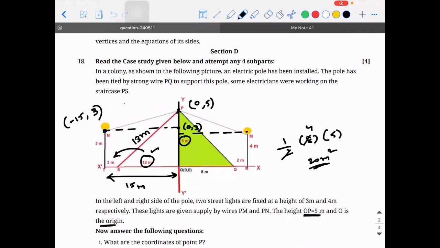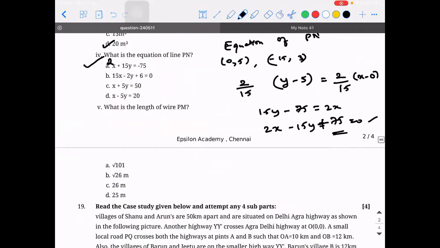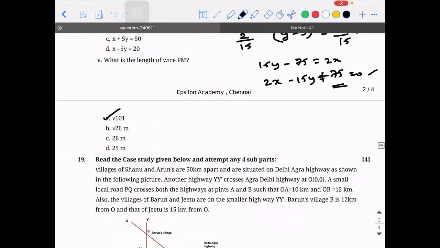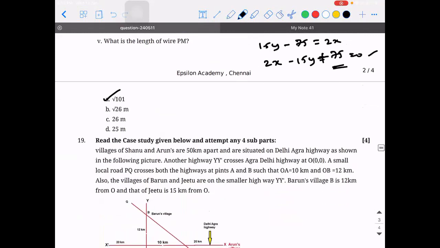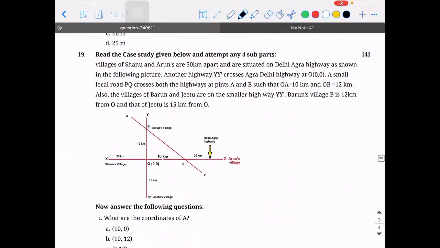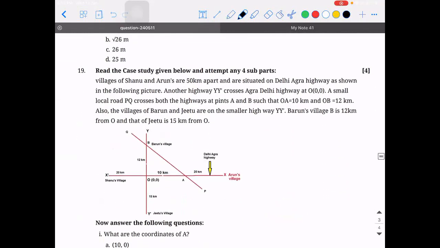The diagram itself is given wrong. 10, 4. Use the distance formula. Square root of 100 plus 1, square root of 101. Is there an option? Yes, sir. So the question is easy only actually.